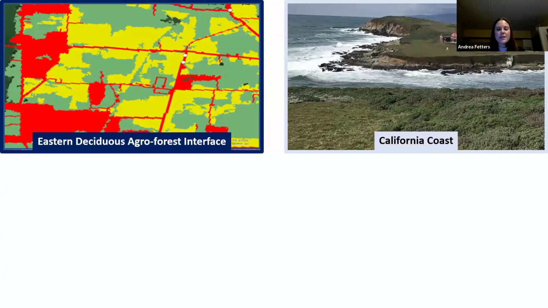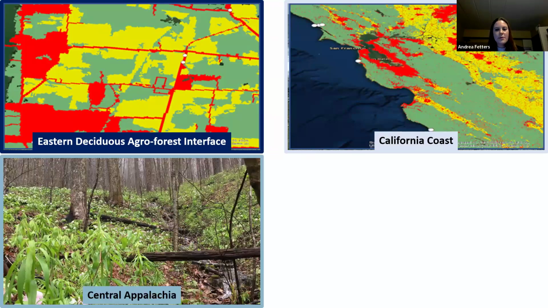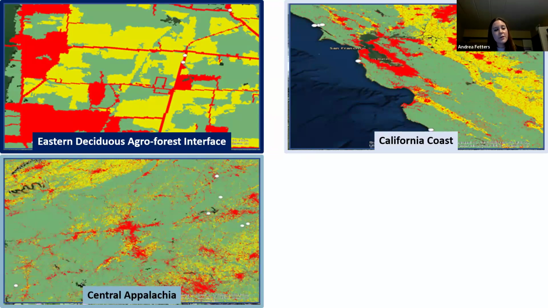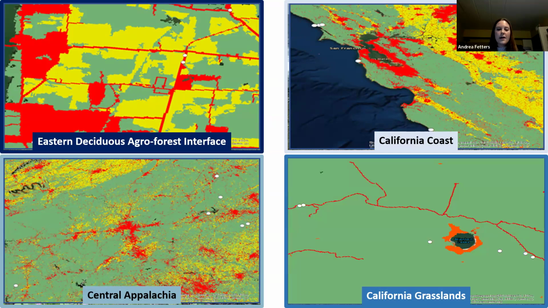The California coast landscape is characterized by dunes, scrubby vegetation, and some urbanization, and characterized overall by 12% human land use. The Central Appalachian landscape is characterized by mostly preserved habitat in the Blue Ridge Mountains and has about 11% human land use. And our last landscape, the California grasslands, is dominated by very remote areas of native chaparral vegetation and serpentine seeps, and it has the least amount of human land use at only 2%.